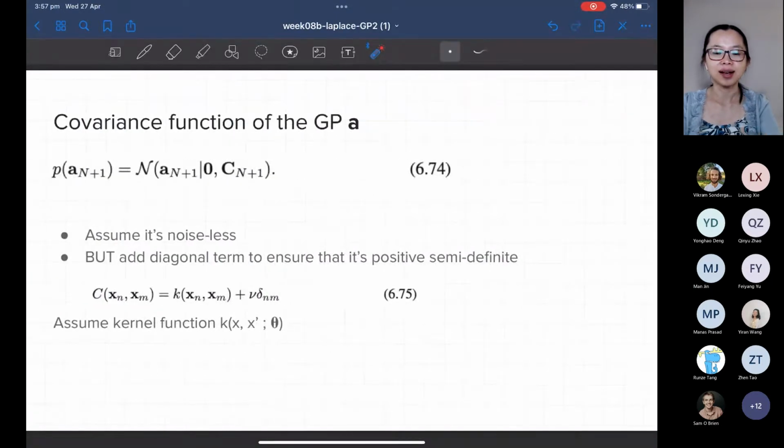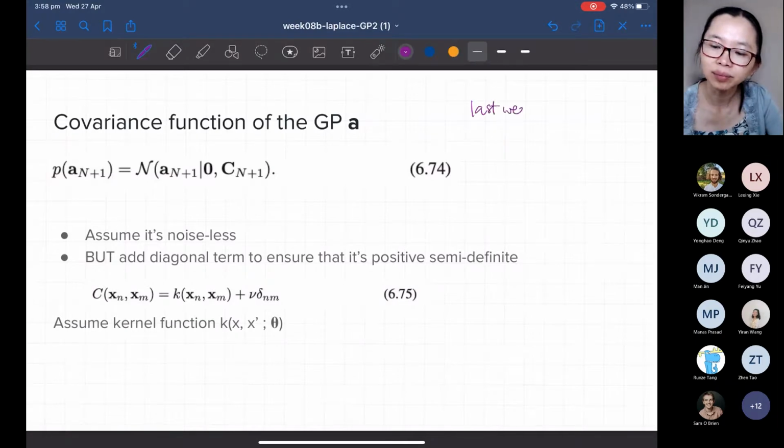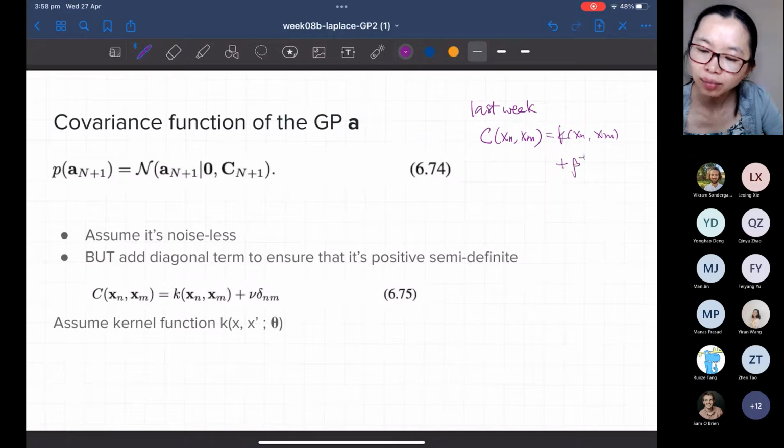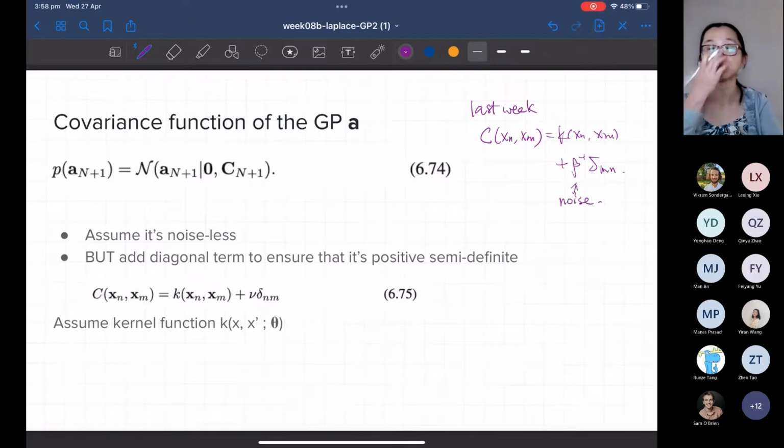If we remind ourselves, last week we've been looking at C's that are essentially the kernel function over the data points, plus some inverse of beta times the identity on the diagonal. That will keep C being well behaved or nicely conditioned in linear algebra terms. In this section, we assume actually A is noiseless. In last week's notation, C of xn, xm is k of xn, xm plus beta inverse delta nm. So this is the noise term to map between the Gaussian process and the output.